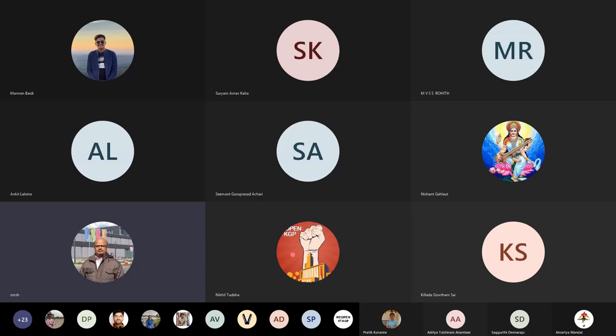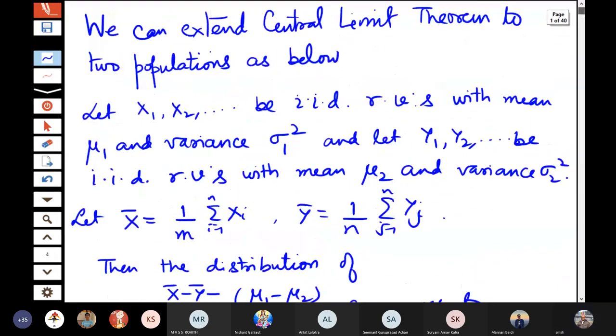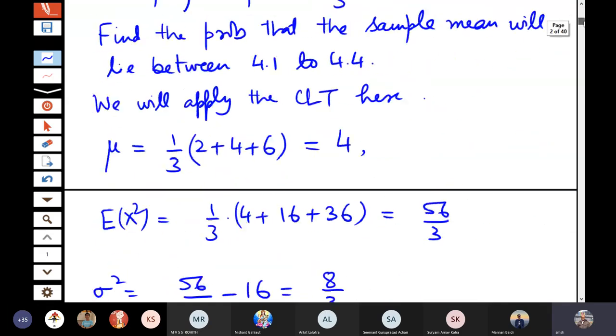This is the problem that has been asked. So let us apply the result of the central limit theorem statement for two populations. As you can see here, I wrote the statement here: X bar minus Y bar minus mu1 minus mu2 divided by square root of sigma 1 squared by m plus sigma 2 squared by n. It converges to normal 0, 1 when m and n become large.